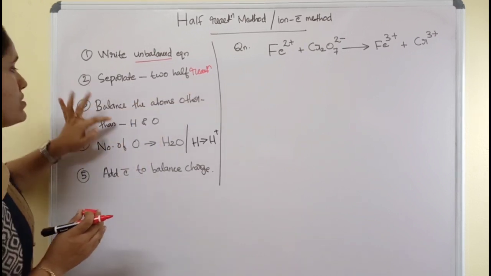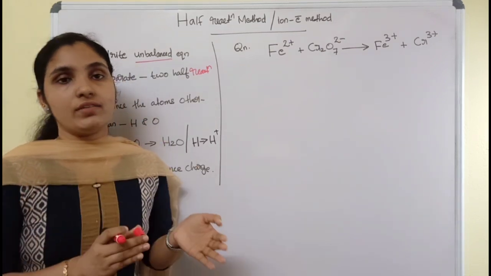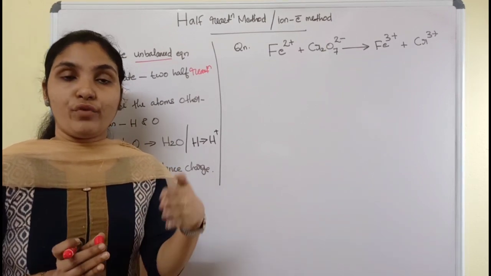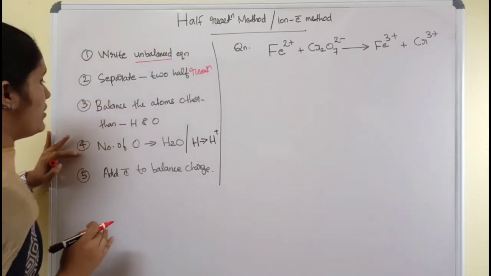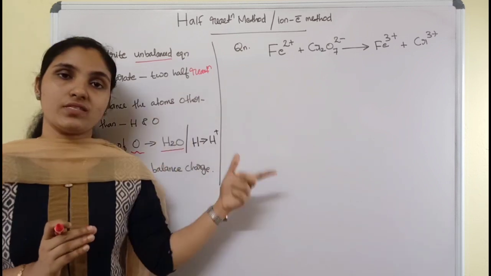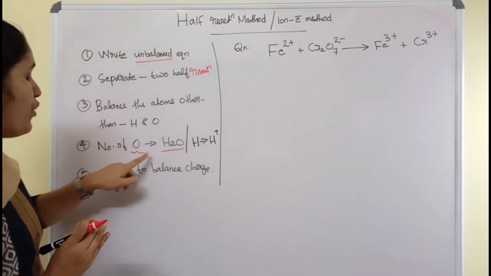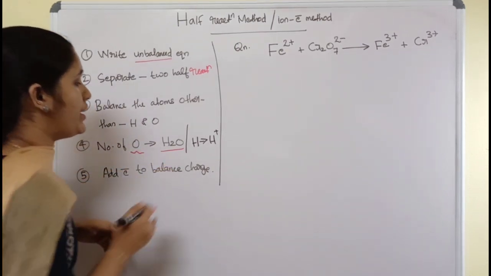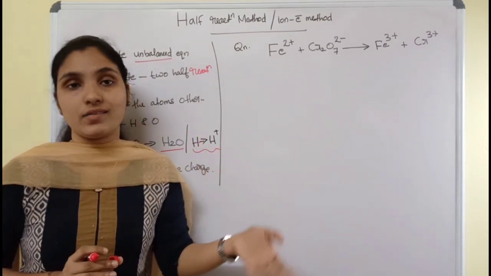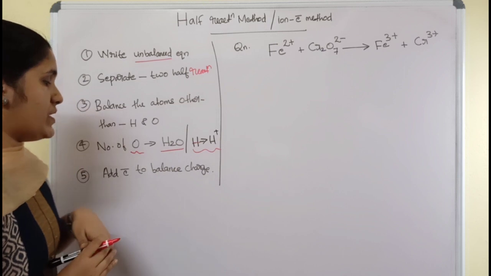And the third step, balance the atoms other than hydrogen and oxygen. If any other atoms are present, they should be balanced first, and only then do we move to balancing oxygen and hydrogen. Here, the number of oxygen is balanced by H2O, and the number of hydrogen is balanced by adding H+ ions if it is in the acidic medium.